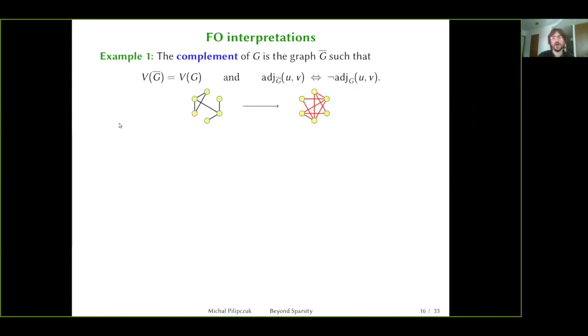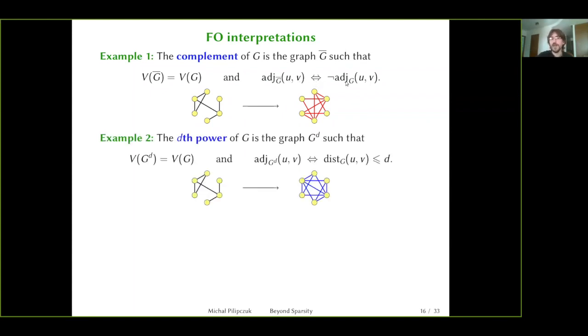Yeah, so let's look at two examples of FO interpretation before we get to the formal definition. One very basic FO interpretation is one that we have seen already, namely taking the complement of a graph. If I have a graph, its complement is a graph on the same vertex set where I put an edge if and only if there was no edge before. So in the new graph, two vertices are adjacent if and only if they were not adjacent before, right? Another basic FO interpretation is taking a power of a graph.